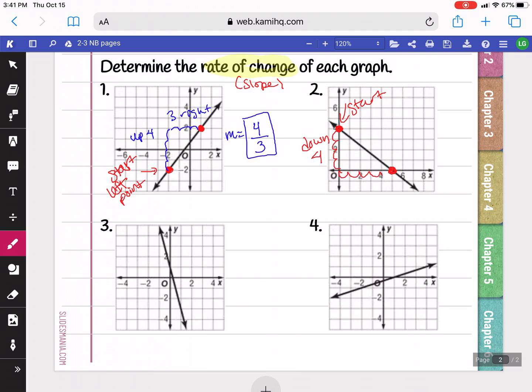1, 2, 3, 4, 5. 5 to the right. Always make sure you're going to the right, because if you're not, then you're doing your sign wrong. So since this one went down 4, our slope is going to be -4 and then over 5. So your rise goes on top, your run goes on the bottom. Usually wherever you go to the right, that's your denominator.